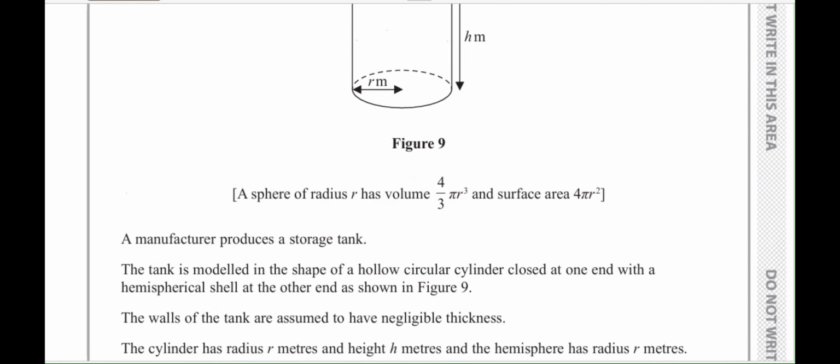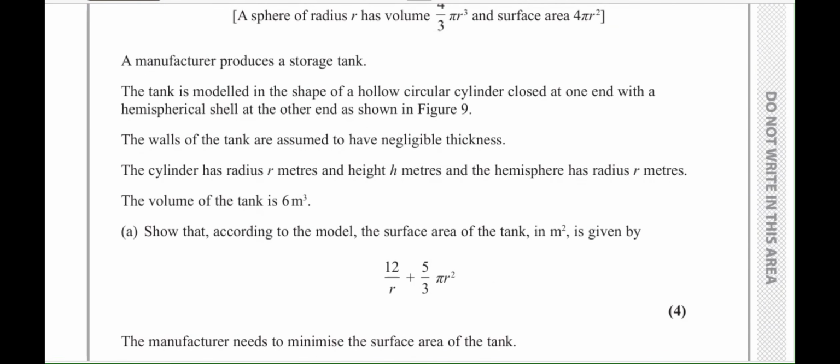Question 13. A manufacturer produces a storage tank. The tank is modeled in the shape of a hollow circular cylinder closed at one end with a hemispherical shell at the other end as shown in figure 9. The walls of the tank are assumed to have negligible thickness. The cylinder has radius r meters and height h meters, and the hemisphere has radius r meters. The volume of the tank is 6 meters cubed. Show that according to the model, the surface area of the tank in meters squared is given by 12 over r plus 5 over 3 pi r squared.